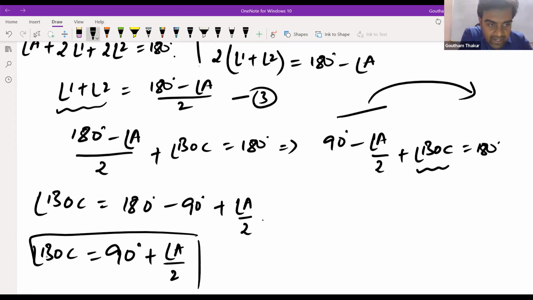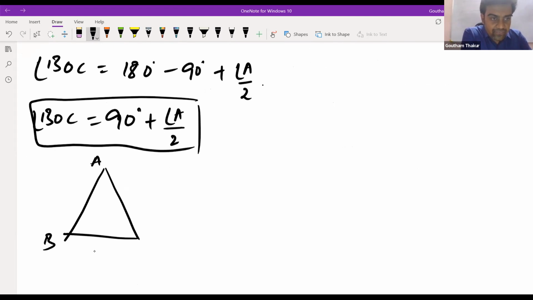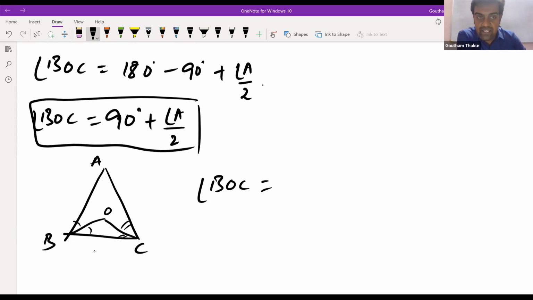This is my relation. Let me repeat it once again. When a triangle is given, and an interior triangle is formed with the help of the bisectors, then angle BOC will be equal to 90 degrees plus half of angle A.